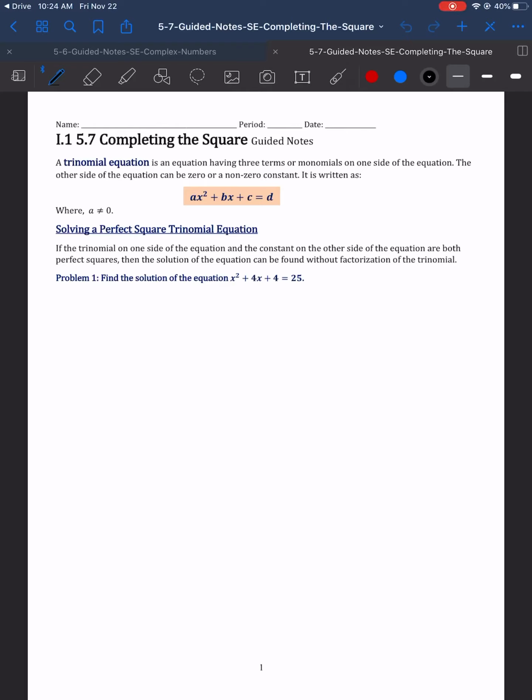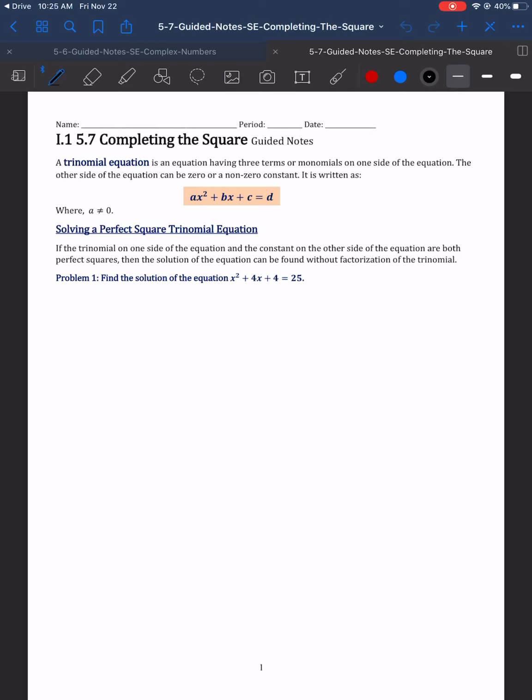Today we're talking about completing the square. So you're going to use trinomial equations, which have three terms and monomials on one side of the equation. On the other side of the equation is a zero or a constant of some number. So it has ax squared plus bx plus c equals d, where a is not zero, because if it's zero, then we don't have a trinomial.